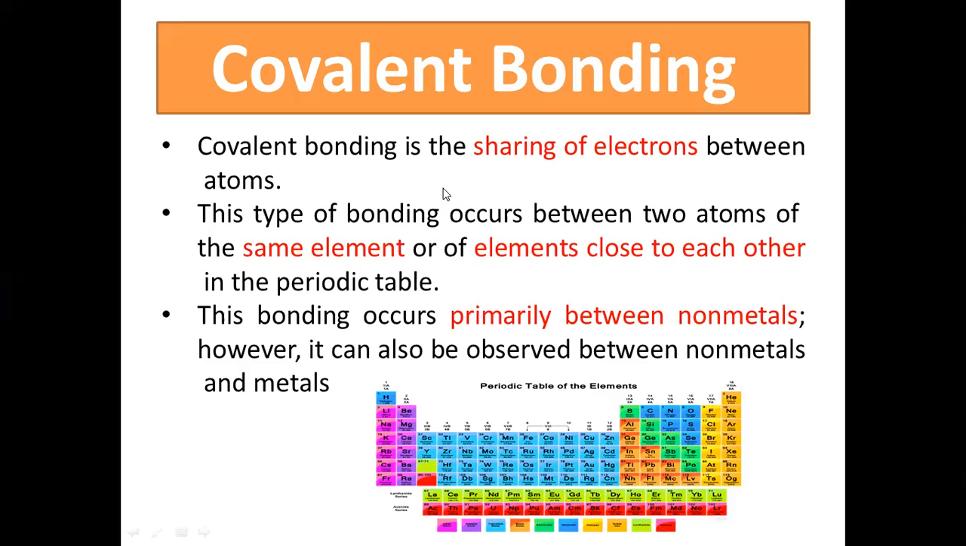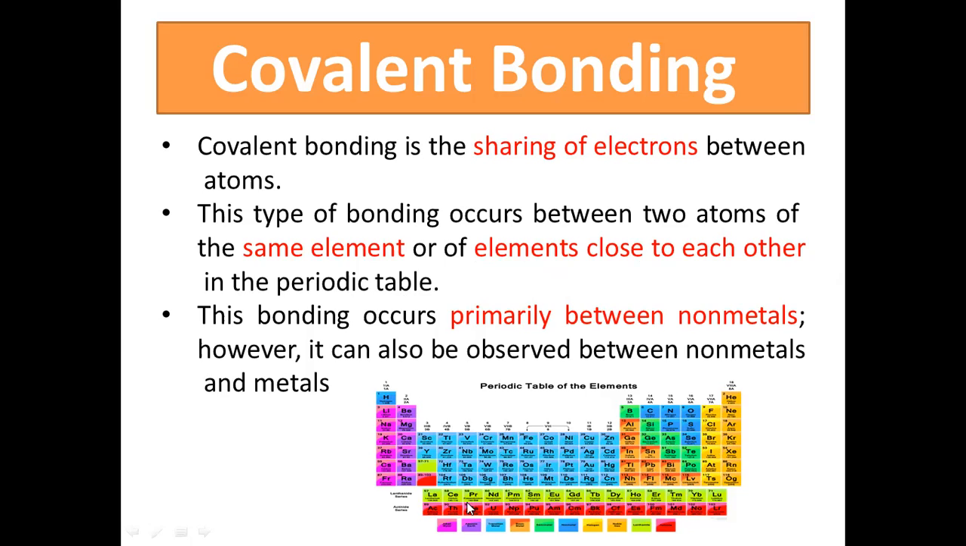Covalent bond is one of the chemical bonds, and in one of the previous lectures you have already learned about the ionic bond. In this lecture you will learn about covalent bonding. Covalent bonding is the sharing of electrons between atoms, and this type of bonding usually occurs between two atoms of the same element or of elements close to each other in the periodic table.